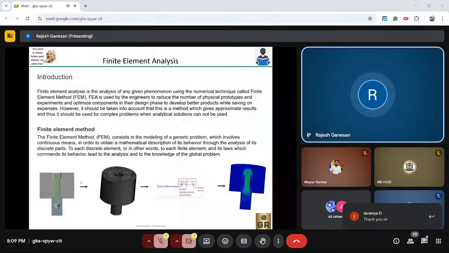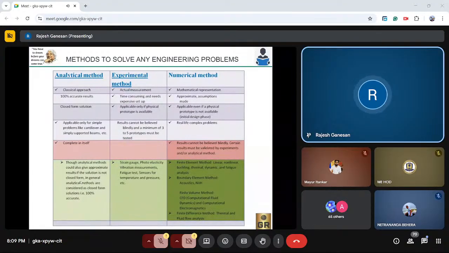So for analysis, we have different methodologies. We will see one by one. The finite element method consists of modeling a generic problem, which involves continuous means, in order to obtain a mathematical description of the behavior. It is just a mathematical description, that's it. You can see here the basic thing: analytical method, experimental method, numerical method. There are three methods to solve any engineering problem.